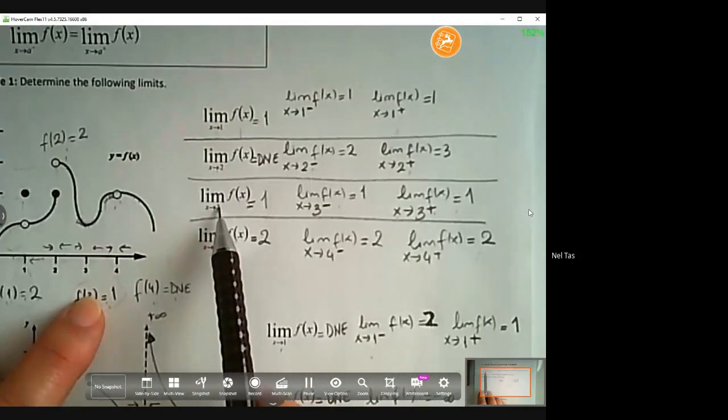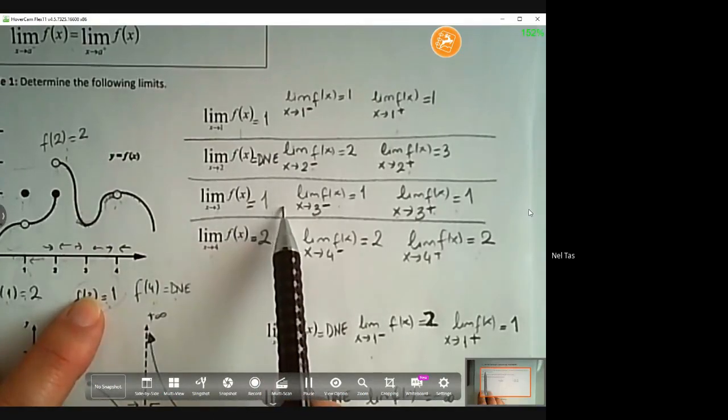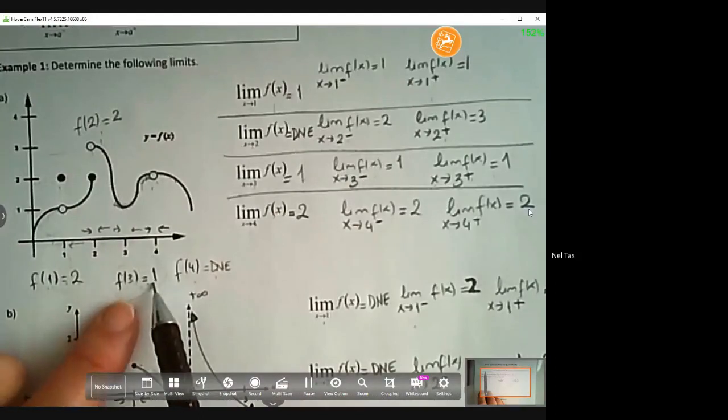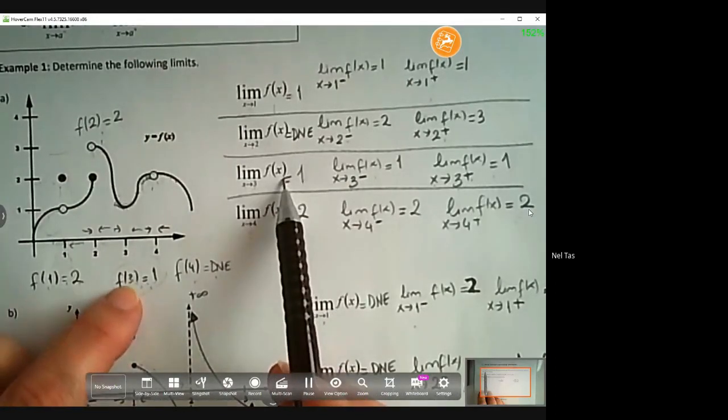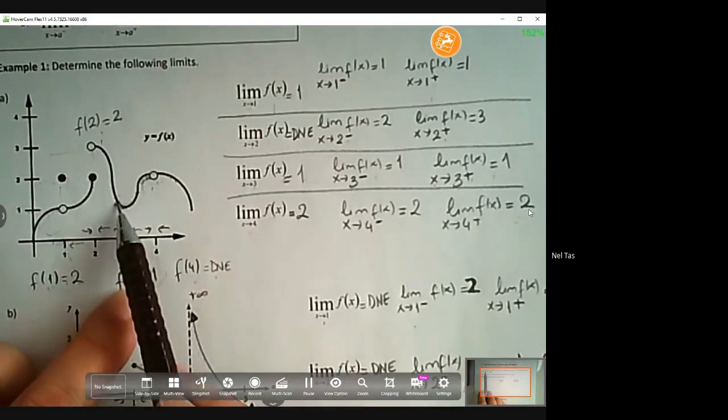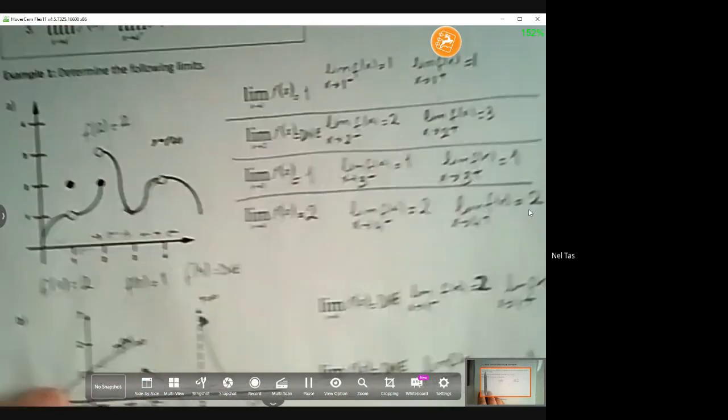So we had such an example as well. Okay. And we talked about it already. So we have this, right? Limit of f of x as x approaches 3, that is 1. Also, f of 3 is 1. So limit is same as the y value at that point. Therefore, the function is continuous at x equals 3.